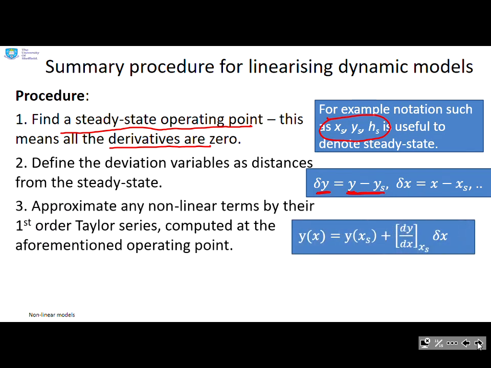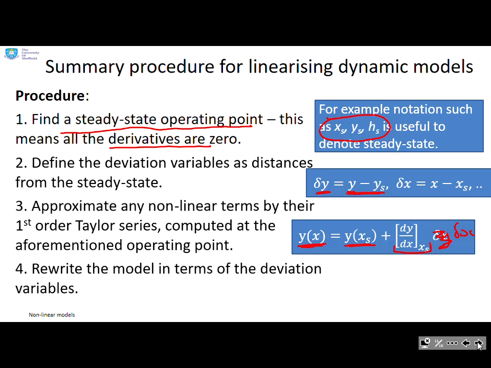Approximate any nonlinear terms by their first order Taylor series computed at that operating point. So you can see the Taylor series expansion for some function y of x is y of xs, that's the operating point, plus the derivative of y evaluated at the operating point, times delta x, the deviation in x. How far is x away from its steady state? And finally, substitute all these into your model and rewrite in terms of deviation variables, which we'll demonstrate with some examples.